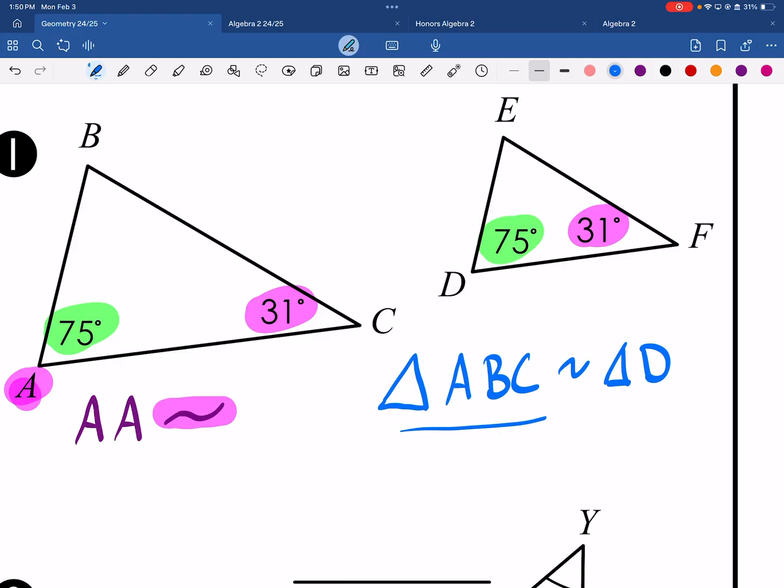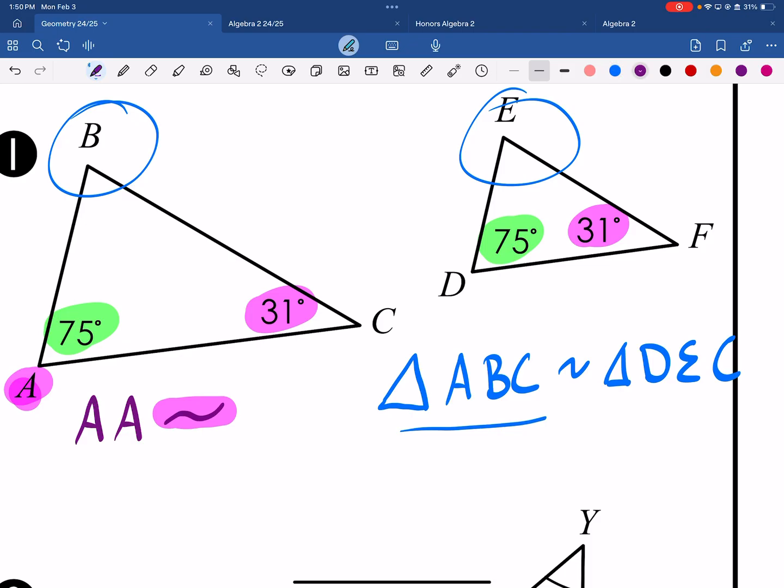Angle B is right here. Now, the only other one that doesn't have anything with it is this one over here. So B and E have to go in the same spot, and then C and F have to go in the same order. Okay. So that's my similarity statement.